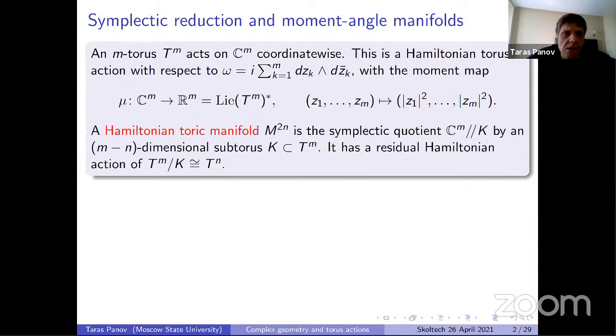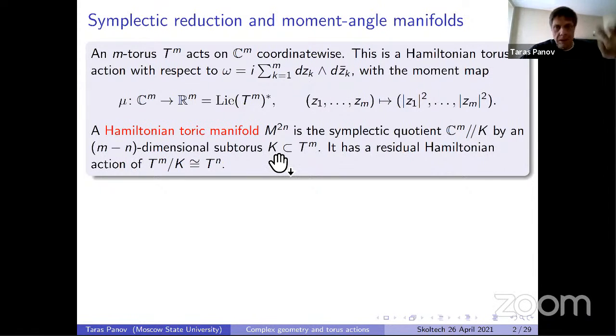Now there is a well-known symplectic construction of toric varieties, sometimes called Hamiltonian toric manifolds. You look at the symplectic quotient, which I'll define in a moment, of the complex space by a subtorus. So you look at a closed connected subgroup inside your m-dimensional torus, a subtorus of dimension m minus n, of codimension n.